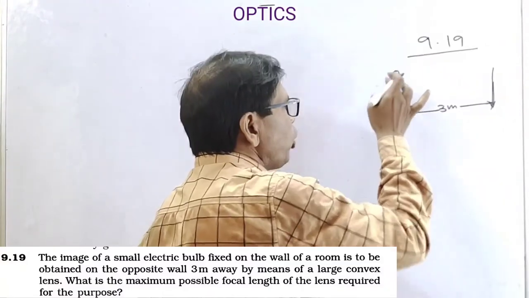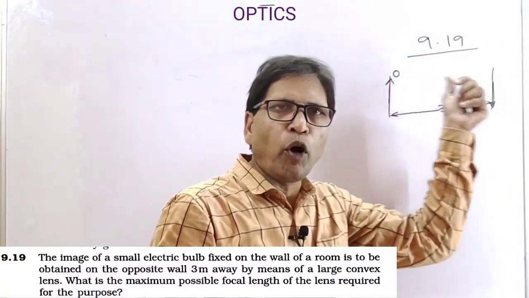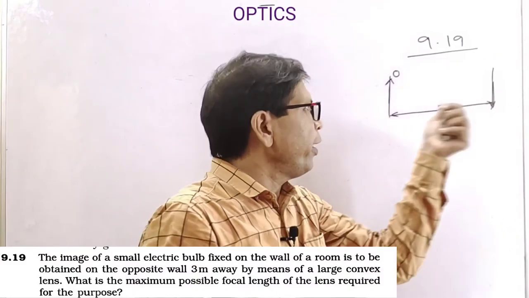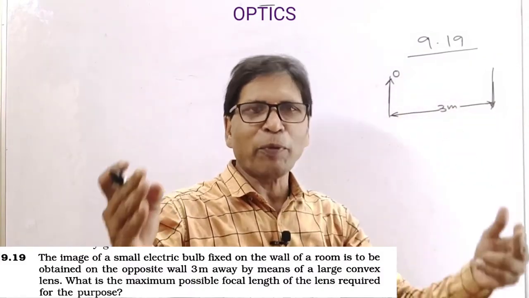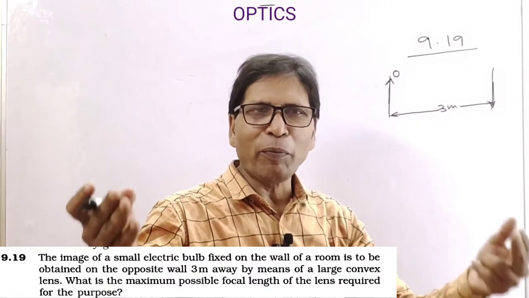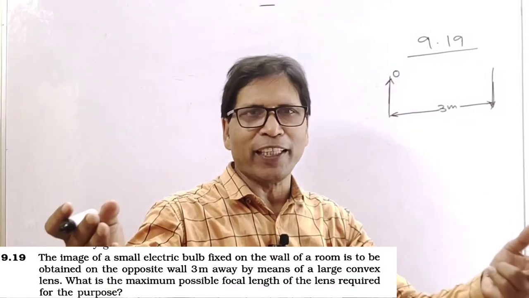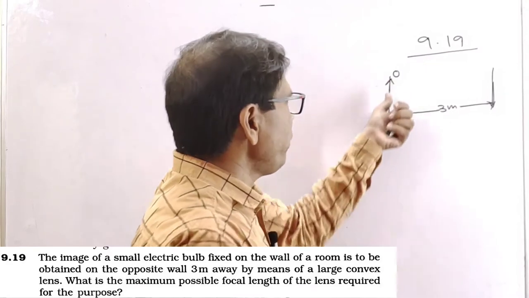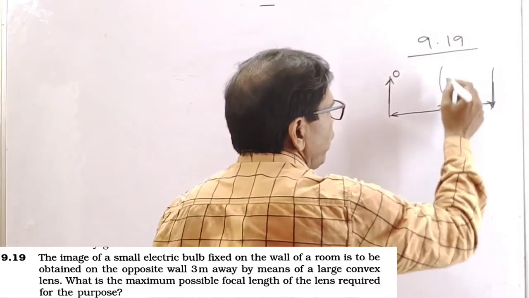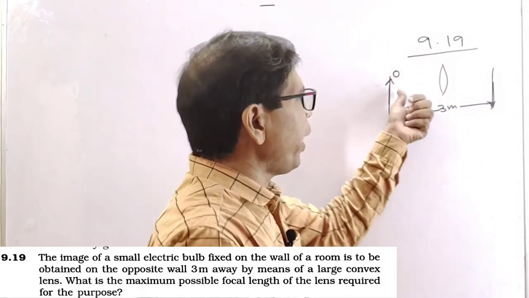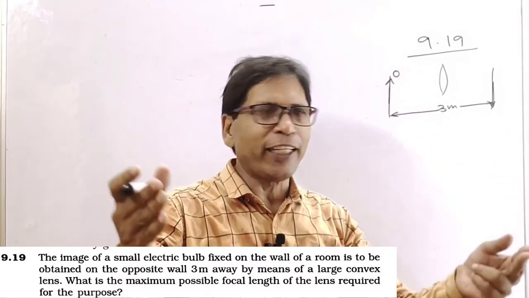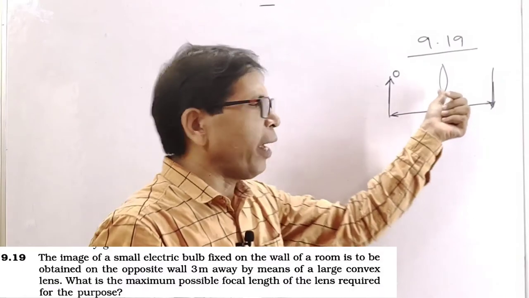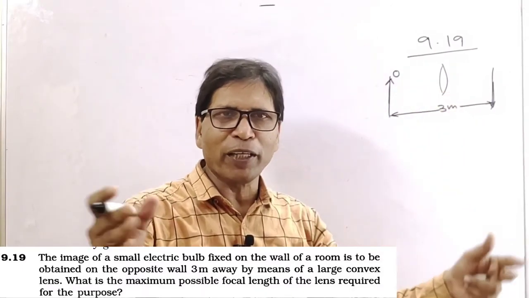Next, the image of an electric bulb is formed on the opposite wall at a distance of 3 meter away from it. We have to calculate the maximum focal length of the convex lens. Now the image of a bulb is formed at the opposite wall, that is, the image is formed on the screen. We have to calculate the maximum focal length of the convex lens.